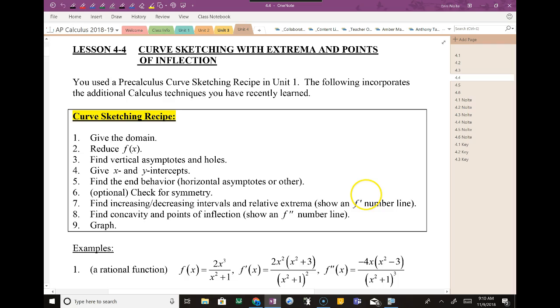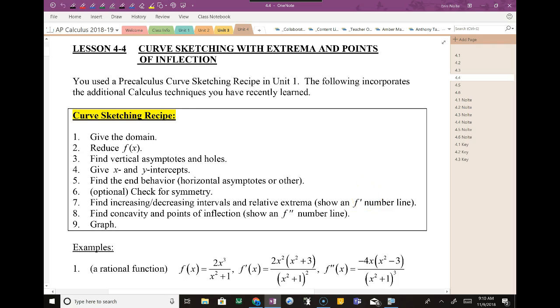Yes, there is a nice little recipe or set of procedures that they give to you for sketching. The first step in sketching a graph is to find the domain. If we have domain restrictions, there are possibly holes or vertical asymptotes. Number two, you always want to reduce the function, because reducing the function tells us exactly where holes or vertical asymptotes are. So 2 and 3 are directly related to each other.